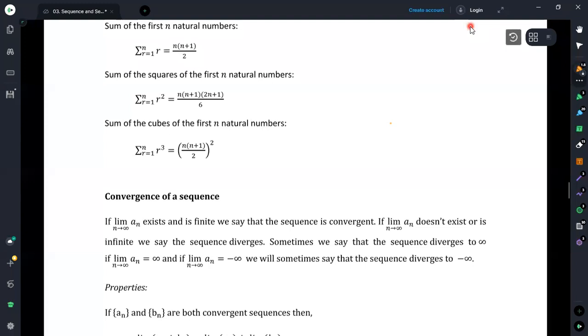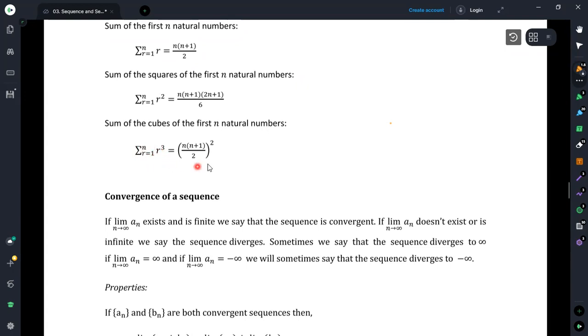We will move on to obtaining an equation for the summation of cubes of the first n natural numbers. Here, what we need to do is obtain the summation of the cubes of the first n natural numbers. If we denote a natural number as r, then we need to obtain the summation of r cubed, where r goes from 1 to n.